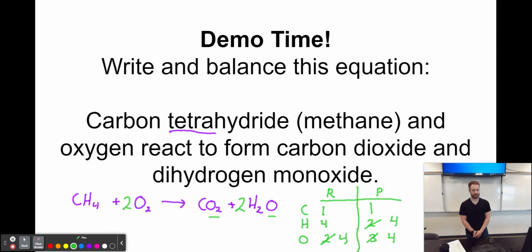So this is the balanced reaction of methane and oxygen to form carbon dioxide and water. So it's going to take 1 molecule of methane, 2 molecules of diatomic oxygen. They will react to form 1 molecule of carbon dioxide and 2 molecules of H2O.